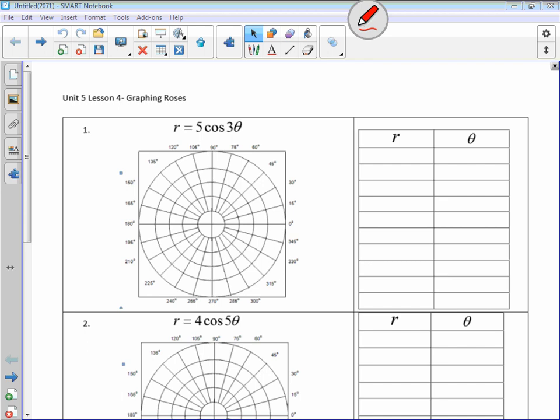Alright guys, find this page in your packet. We're just going to do one to kind of refresh your memory of what this looks like.